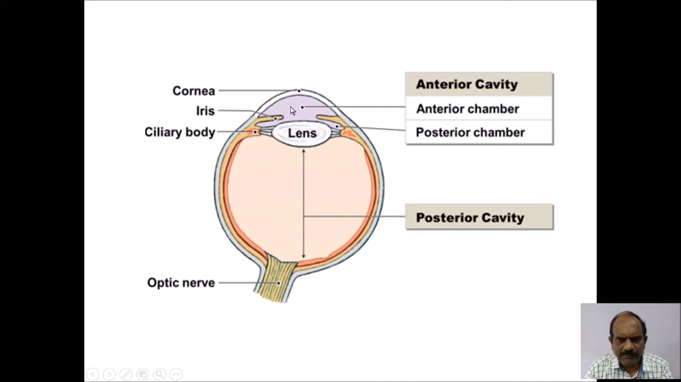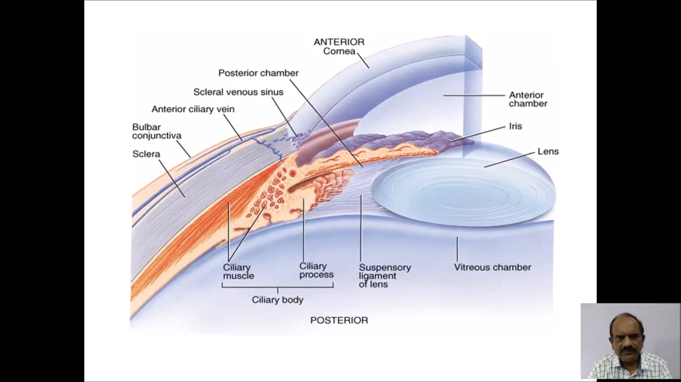Now this anterior chamber here is filled with aqueous humor, and the posterior cavity here is filled with the vitreous humor. As shown in this figure, you can see the three layers of the eyeball. It is surrounded by the external layer, which we call the sclera, and it is transparent at the front part, the anterior pole of the eye, and it is called the cornea.